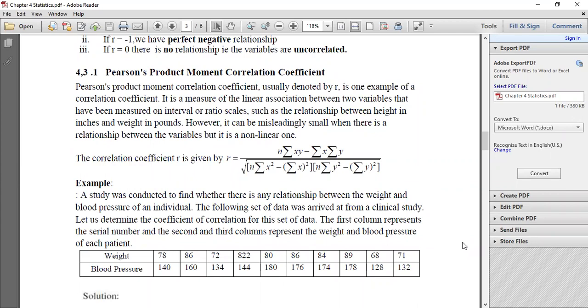Now, normally we know, and these are cases we've seen, that people who are overweight, in some cases, tend to suffer from blood pressure.